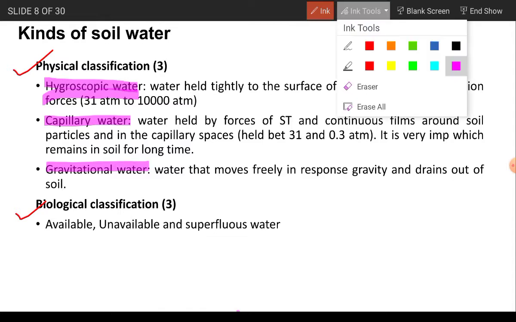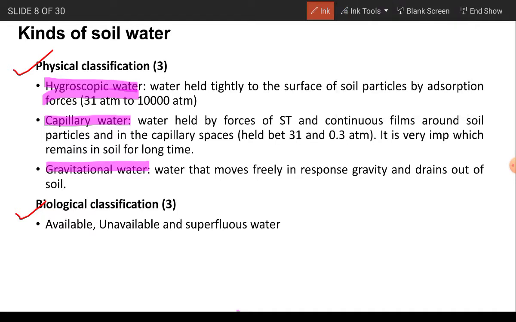Hygroscopic water, what is the potential? 31 atmosphere to 10,000 atmosphere. Similarly, for capillary water, what is the potential? It is from 31 to 0.3 atm. For gravitational water there is no such potential. The water which moves freely in response to gravity, as I told before, is called gravitational water.